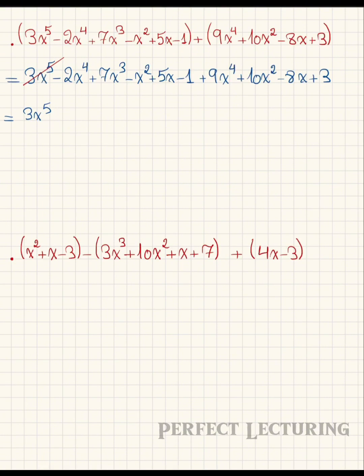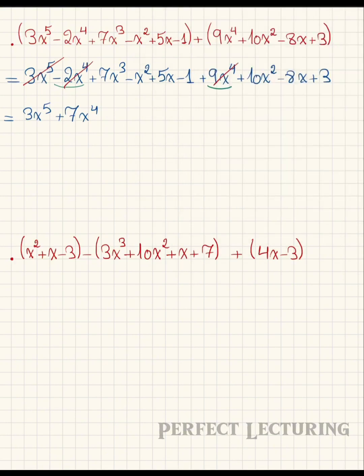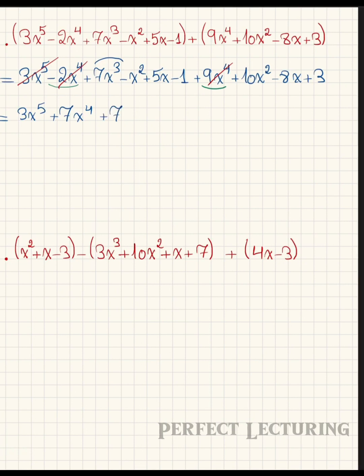What about x to the power of 4? For x to the power of 4, I have negative 2x to the power of 4 and 9x to the power of 4. Okay, so I have same exponent, same variable, which means I simply add. So negative 2 plus 9 is positive 7, x to the power of 4. Let us scratch the terms. Let's move on to x to the power of 3. So I only have one term which has x to the power of 3, so I just copy it. So plus 7, x to the power of 3.